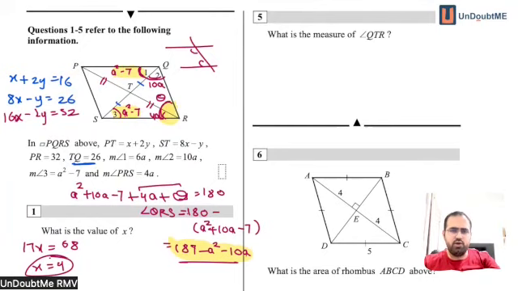QTR. For QTR, we need to get theta. Isn't QT basically a 90 degrees angle? No, no, no. Don't go with the appearance. Okay. Diagrams are not to scale.